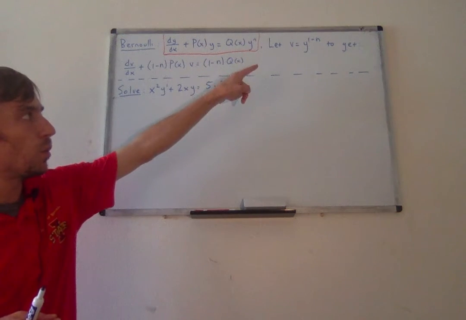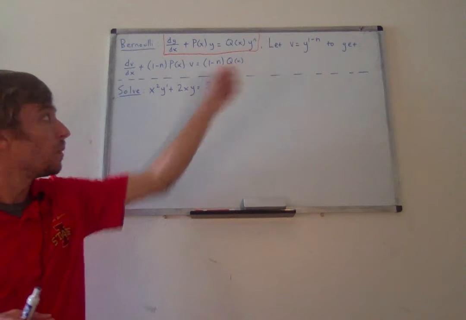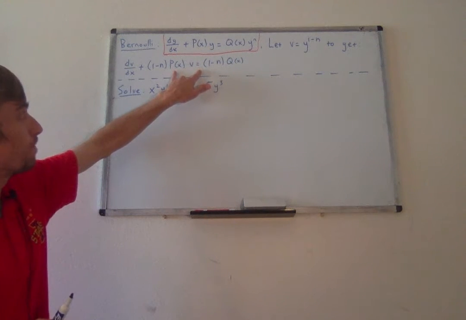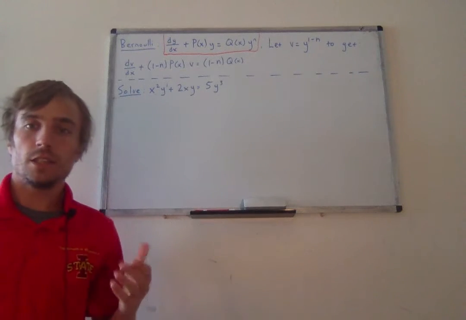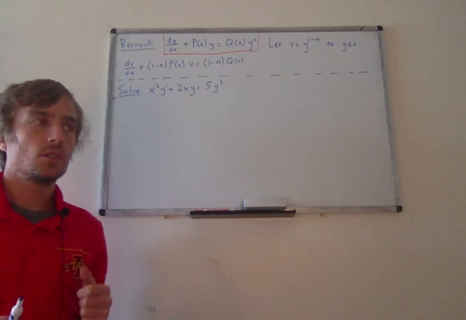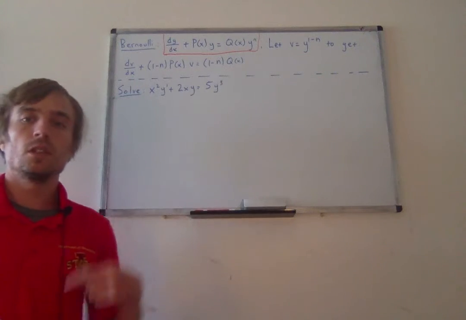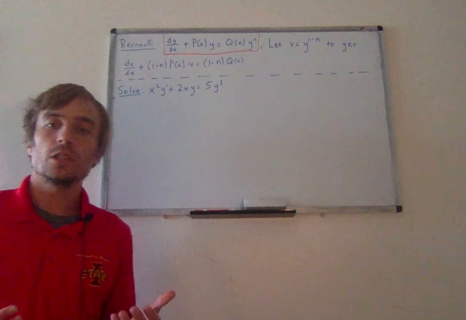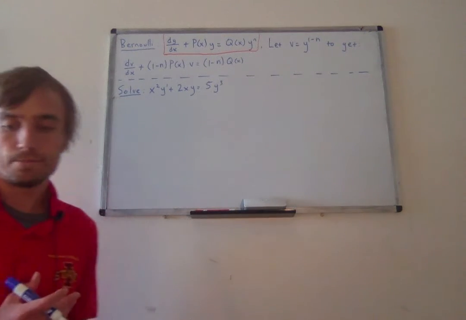You let v equal y to the 1 minus n. That transforms our equation into this, which is a linear equation in terms of v and x. So then what you do is you solve this equation, resubstitute back, and then you can get an equation in terms of x and y, which represents your solution.